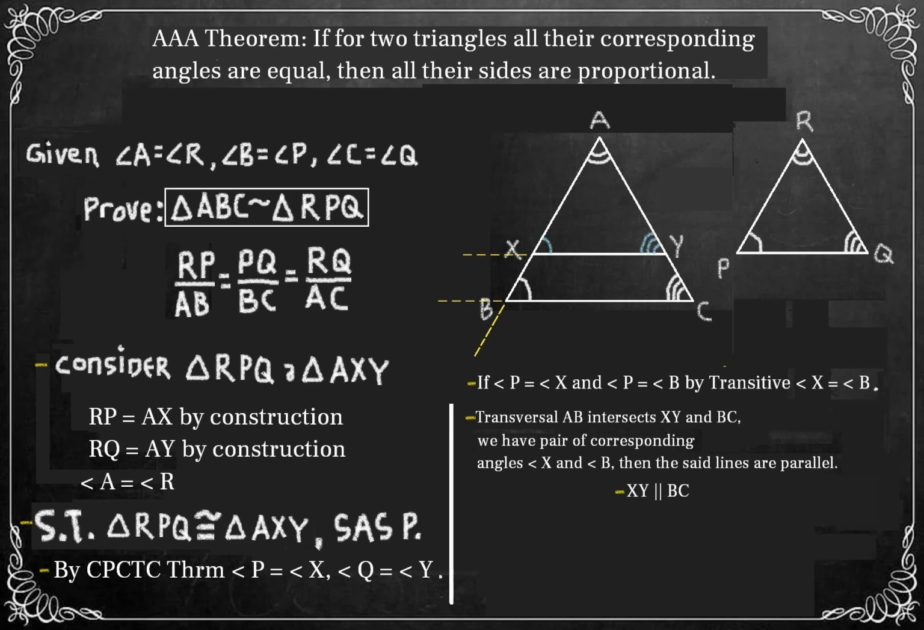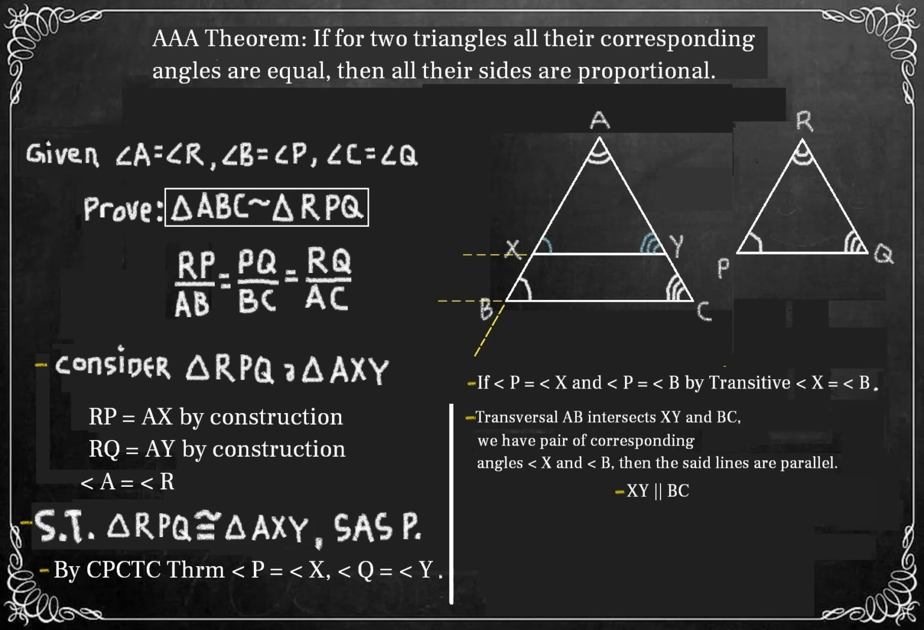Moreover, if the lines being intersected by the transversal are parallel, then a special relationship exists between these angles, which is corresponding angles will equal each other. If we extend the lines XY, BC, and AB with the perforated lines, we see this is the case. We have a transversal AB intersects line XY and line BC, and we have a pair of corresponding angles X and B that equal each other, which means the line XY is parallel with the line BC.